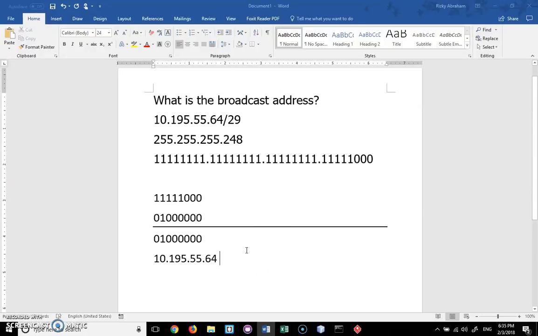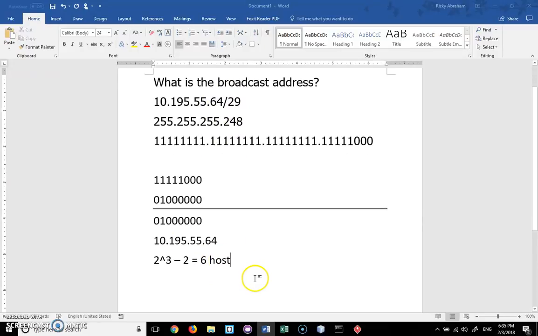And then the possible number of host addresses that this network can have, we can do as in the previous video. It will be 2 to the power of the number of zeros, which is 3, and then minus 2, which is 6. So the possible amount of host addresses that one subnet can have is 6 hosts.